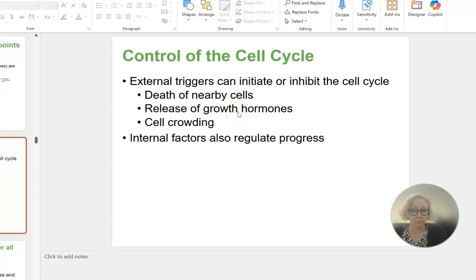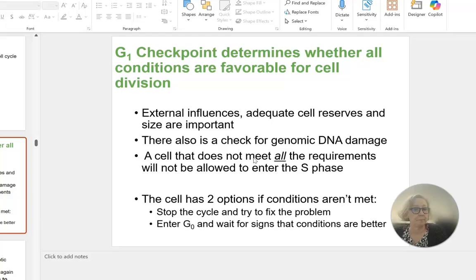Growth hormones, right? Puberty, you gotta just grow. Just grow. There's cell crowding, so maybe we need to turn that off because there's already too many cells. Okay, so G1 external influences are probably the biggest thing that you're going to see in this G1 phase. Okay, this is the first one. Should we go ahead and replicate our DNA? There's also a check to make sure that the DNA that we have is not damaged because we don't want to replicate damaged DNA. If this cell does not meet all of these requirements, it will not be allowed to go into the S phase to replicate the DNA. Sometimes it will fix the damaged DNA. Sometimes it will just chill and wait. Or sometimes it will enter G0 and it'll wait until conditions are better.